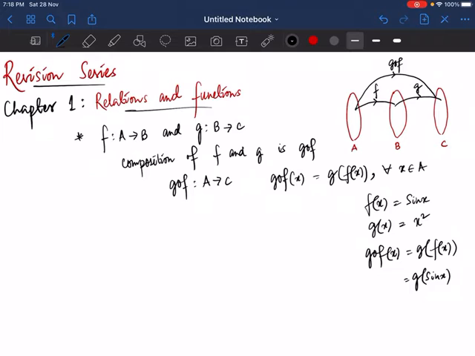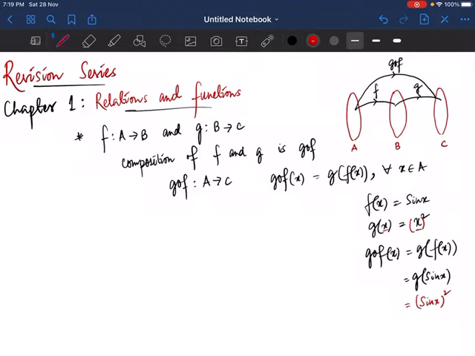So you see, g(x) is what? x square. So basically I will just put an underline in x. So in place of x I just need to put sin x. So this one will be what? Sin x whole square. So that's how we do composition of two functions. I hope it's very clear. Now we'll go into inverse.